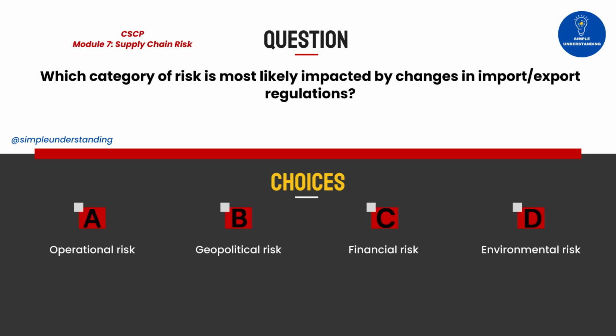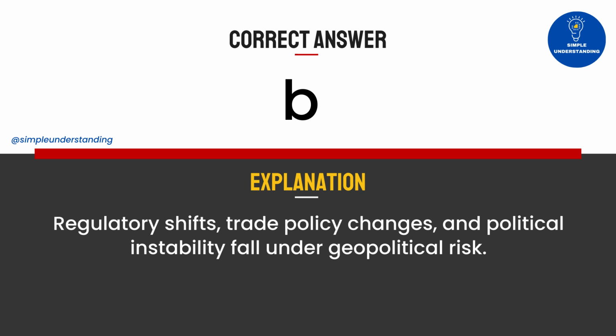6. Which category of risk is most likely impacted by changes in import-export regulations? A. Operational risk. B. Geopolitical risk. C. Financial risk. D. Environmental risk. Correct answer: B. Explanation: Geopolitical risks include government policy, regulation changes, and international trade tensions.